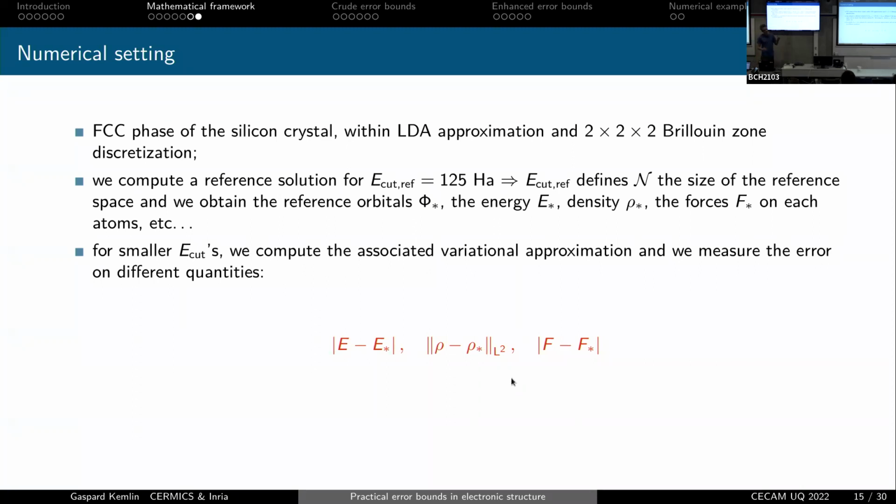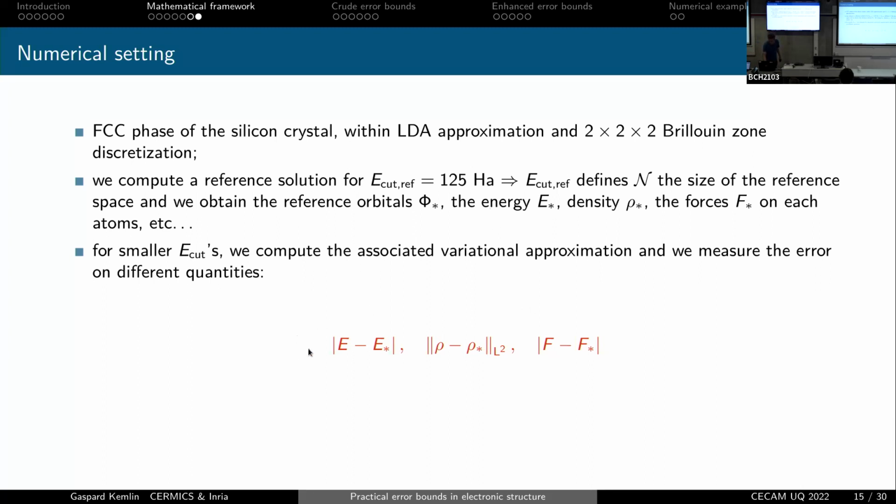For the reference space, the one in which we compute our reference solution, we take a reference E-cut of 125 Hartree, and then we will consider smaller E-cuts and try to see if the error between this E-cut and the reference E-cut can be approximated with quantities that we can compute easily, and that satisfy as much as possible the conditions that Genevieve presented before.